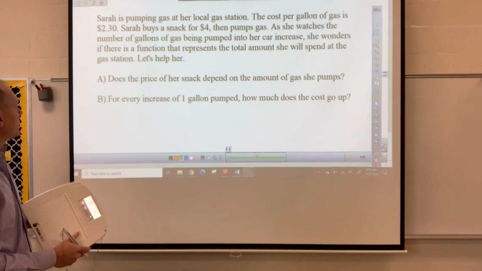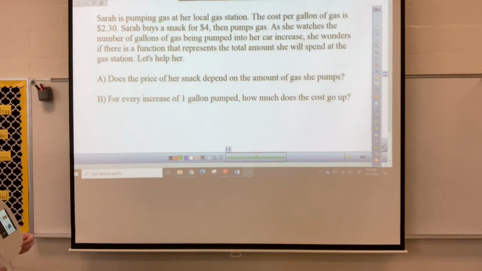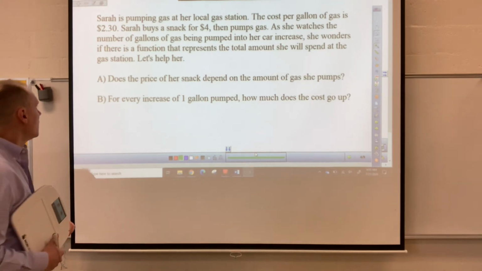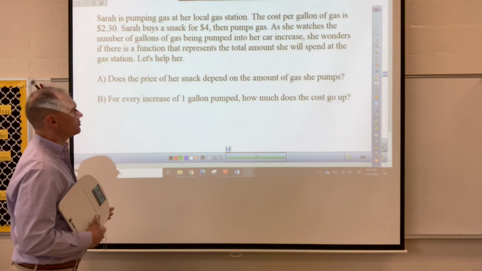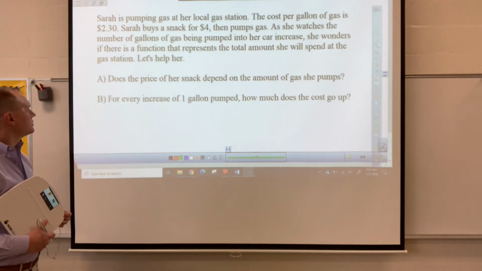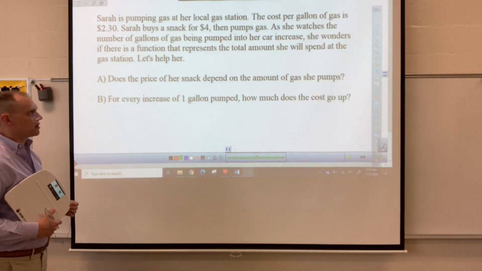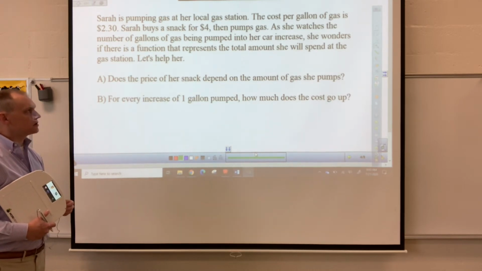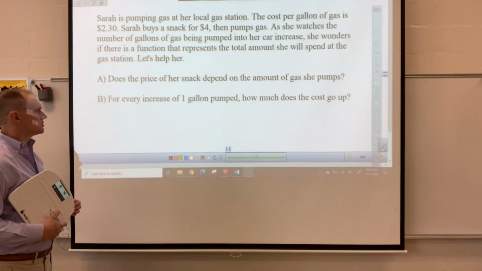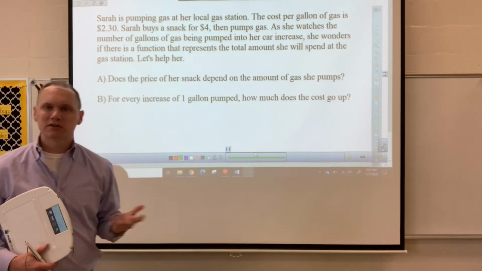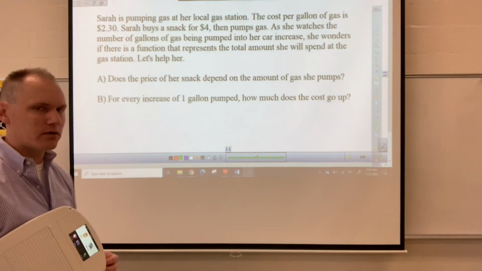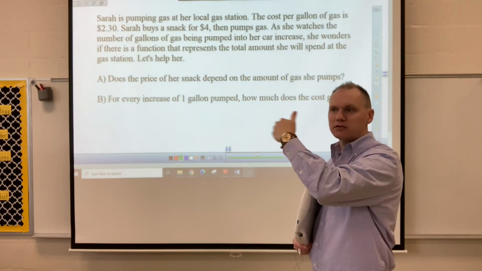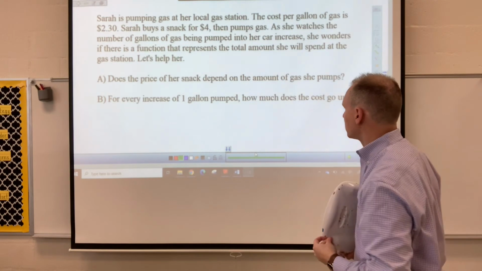Okay, so let's go on to the next one. Sarah is pumping gas at her local gas station. The cost per gallon of gas is $2.30. Sarah buys a snack for $4, then pumps gas. As she watches the number of gallons of gas being pumped into her car increase, she wonders, is there a function that represents the total amount I will spend at the gas station? So let's help her out here and see if we can come up with a function that would represent total cost as the gallons of gas she's pumping into her car increases.